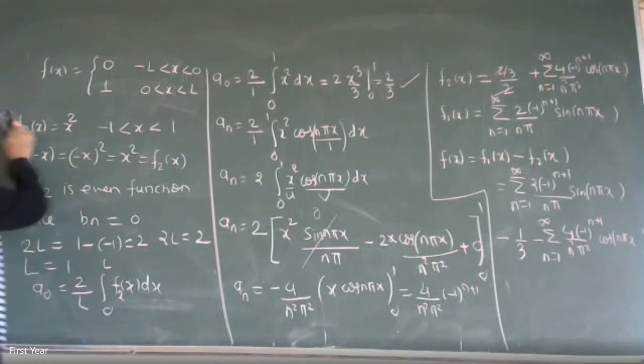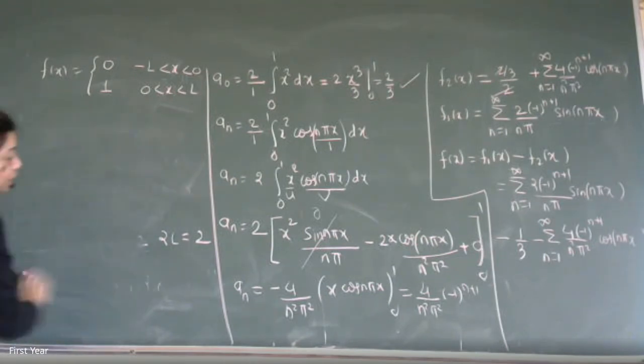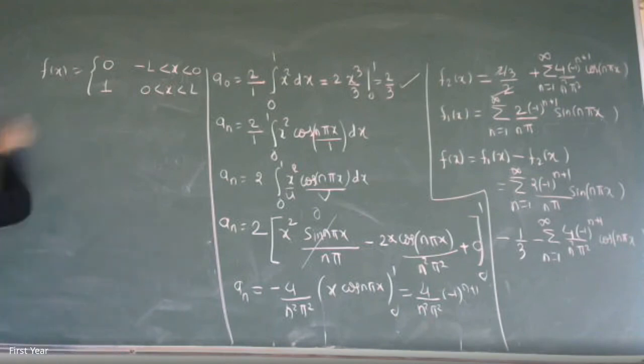Here also the midpoint is 0. Here the midpoint is 0. But can you see, can you identify immediately that it is an even or odd function?